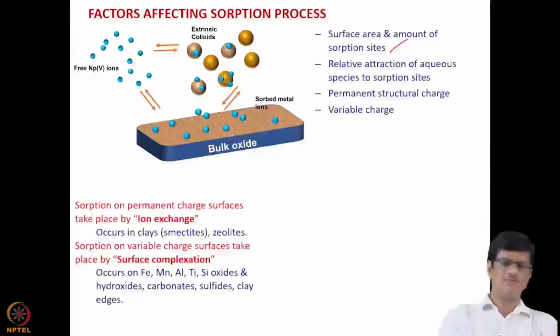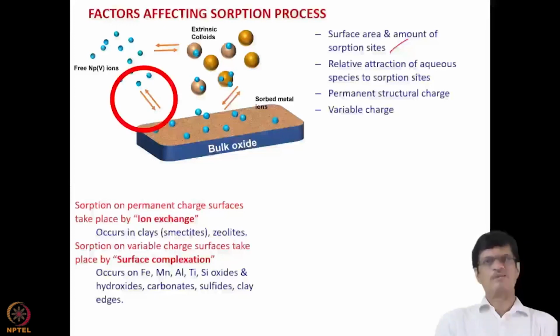As shown here, you have this bulk mineral phase. Now, how many sites are there which are binding the metal ion? That also is dependent on the amount of actinide or metal ion which is taken up by the bulk mineral phase. Then the relative attraction of the aqueous species to the adsorption sites. There are some other species present in the aqueous phase which are also going to the adsorption sites. Then permanent structural charge and also variable charge. These are the factors which decide the adsorption process.